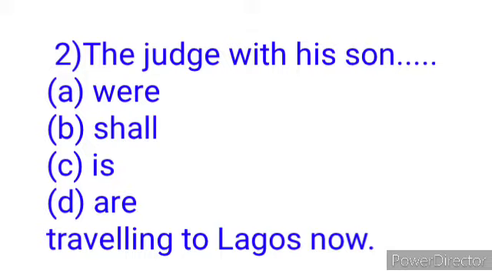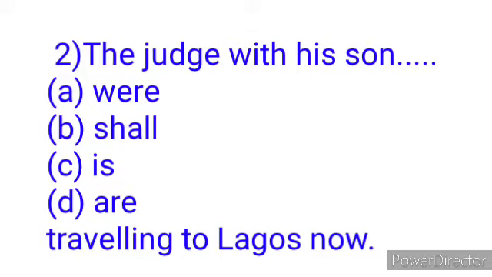So that will make us rule out option A and option B. Option A, were, is the past tense of the word are, so it cannot be used in a sentence that is in the present continuous. And option B, shall, is used in the future tense and not in a sentence that is in present continuous. So that will leave us with option C and option D, is and are. These two can be used in a sentence that is in the present continuous.